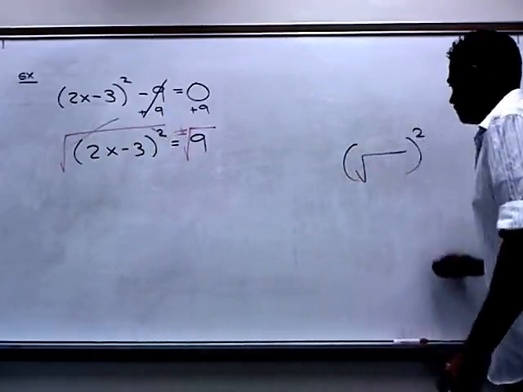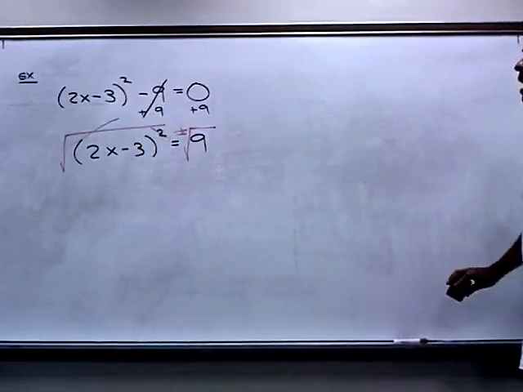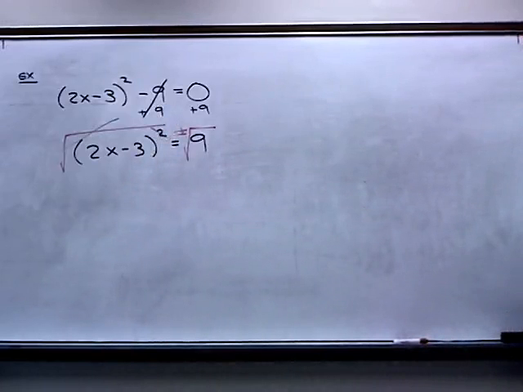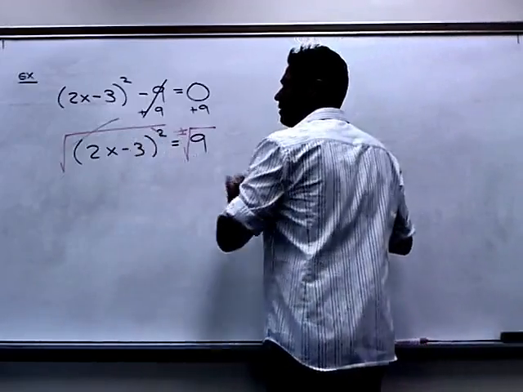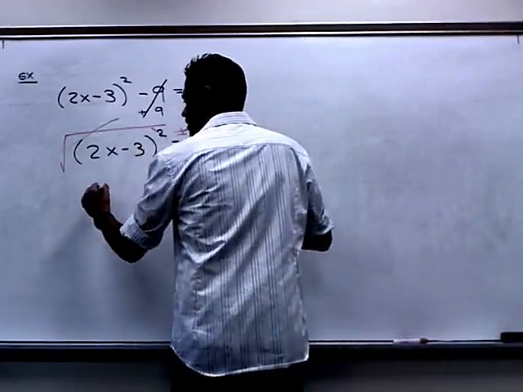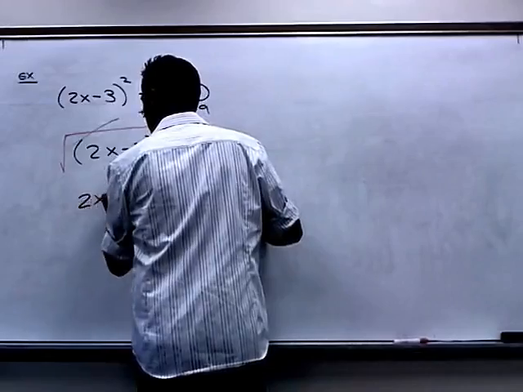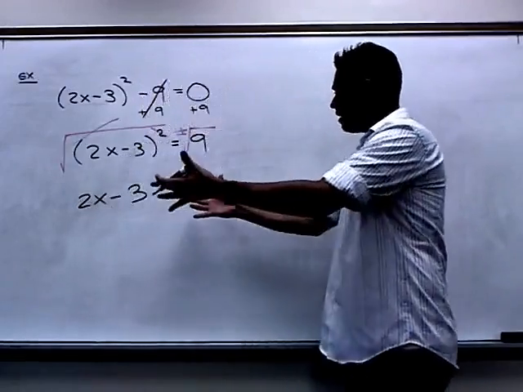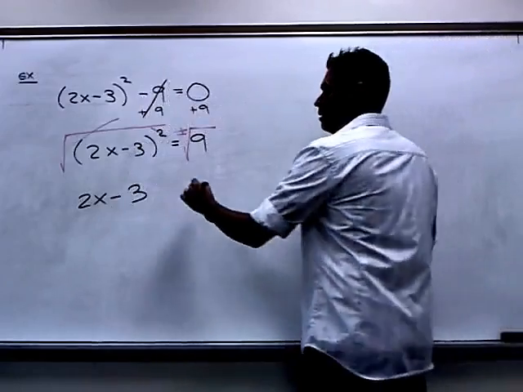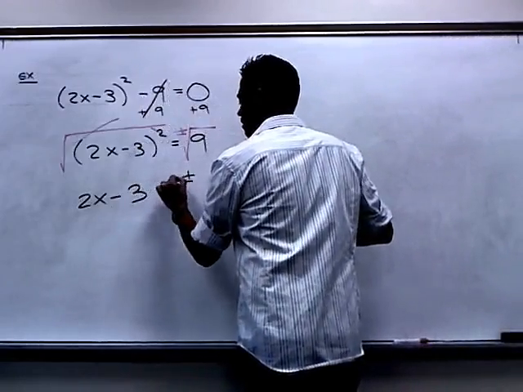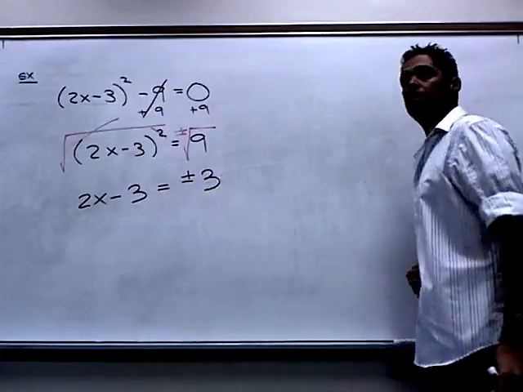Could we wait to put the plus or minus until the end of the problem? I wouldn't recommend it because later on we're going to have more stuff involved and it could cause a problem. What's still here on the left side? 2x minus 3, everything that was being squared. That's the only thing left. On the right side, what do I have? Plus or minus 3, because the square root of 9 is 3, isn't it?